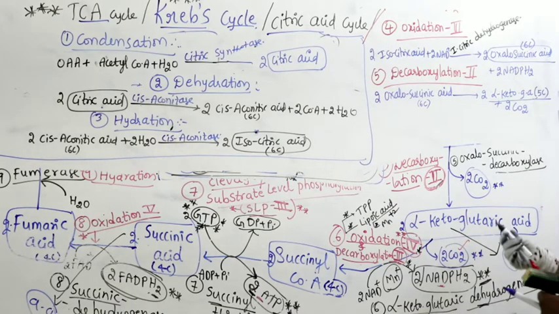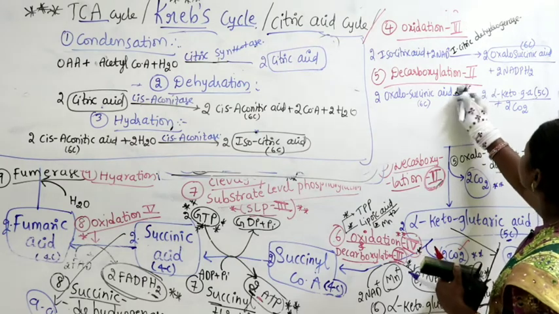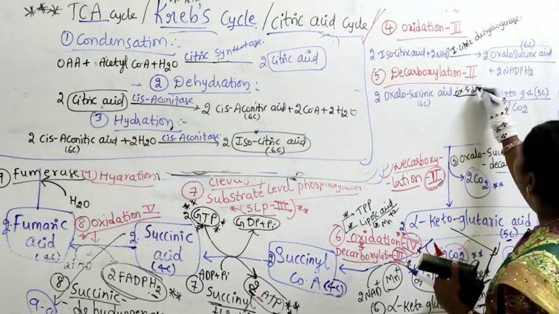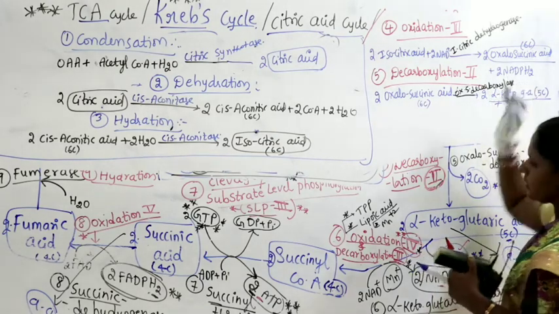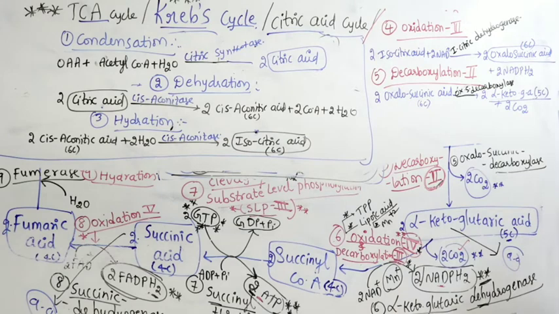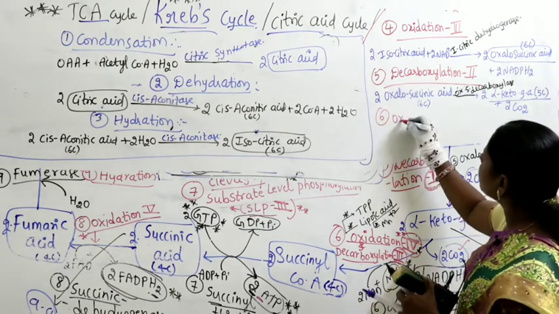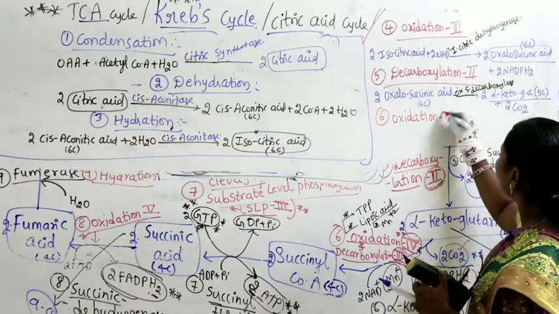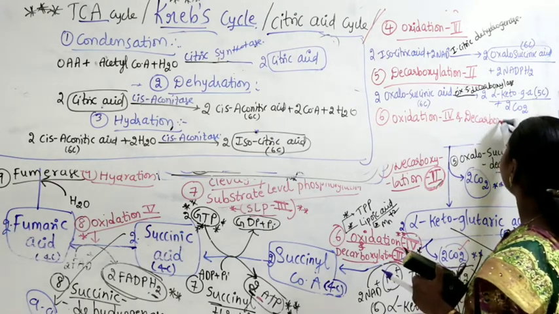So what is the name of the enzyme here? Alpha ketoglutaric, so here oxalosuccinic decarboxylase. Decarboxylase. Right, that is the fifth one. Next, sixth one, name of the reaction: oxidation number 4 and decarboxylation number 3.